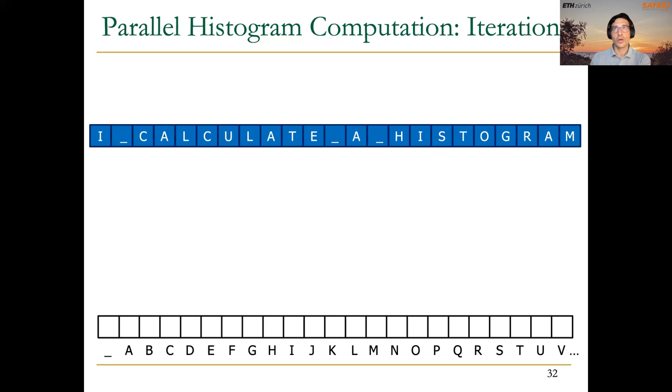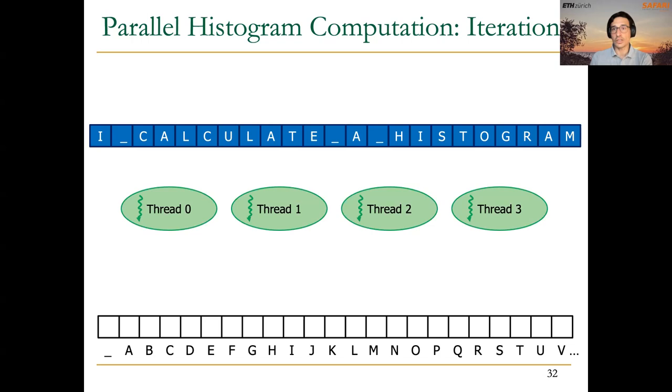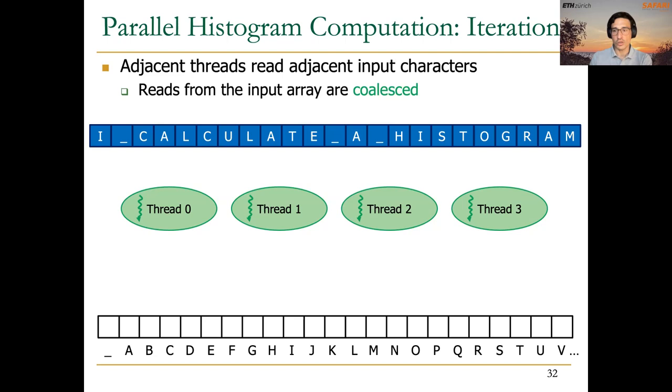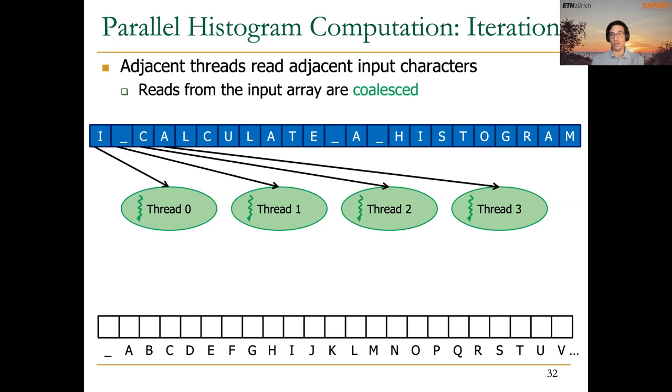Because we can read many of the input elements at the same time and then update, why not, some of the bins in the output histogram. So let's assume that we have four different threads, because we want our parallel implementation to be efficient on GPUs. With these four different threads, they are going to access nearby memory locations in order to make sure that the accesses to the input array are coalesced. And now they start performing updates.